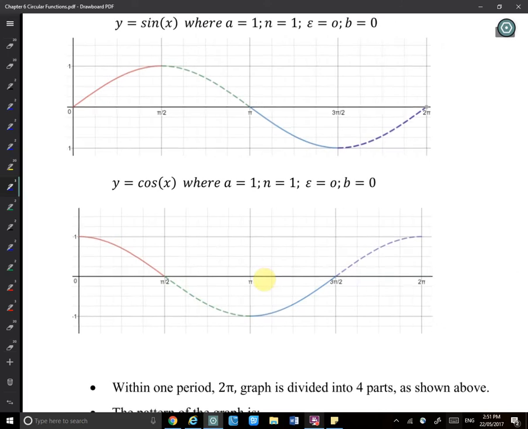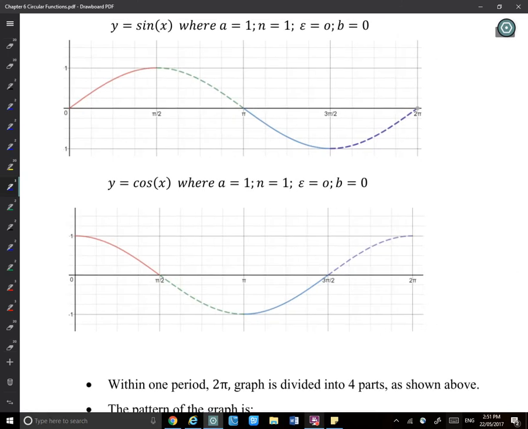Cosine is the same. So in each period, say I have a point. This point will move 4 times, from the max to the mean, from the mean to the minimum, from the minimum to the mean, and from the mean to the maximum. That will experience 4 stages.